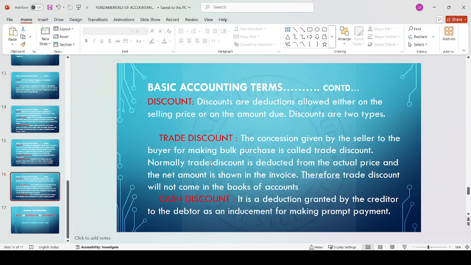Cash discount also applies if you are buying products on cash. If you are buying a product on credit, the price might be different, and if you are buying a product on cash, the difference in price is called cash discount. So if you are buying a product in cash and they give you a discount, that is called cash discount.